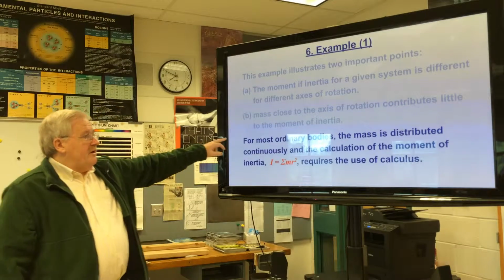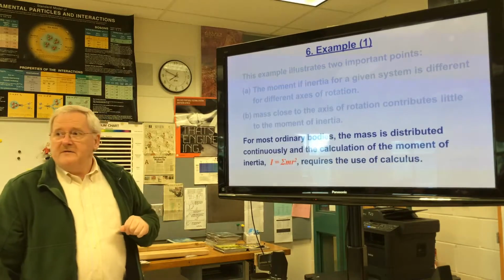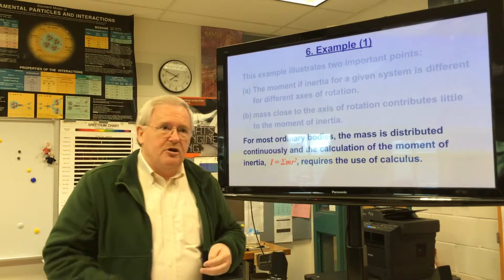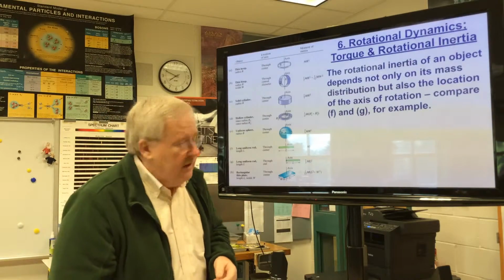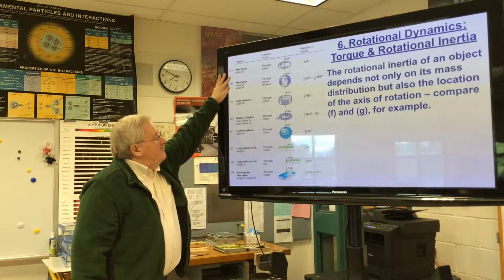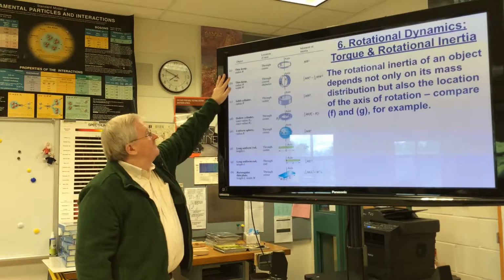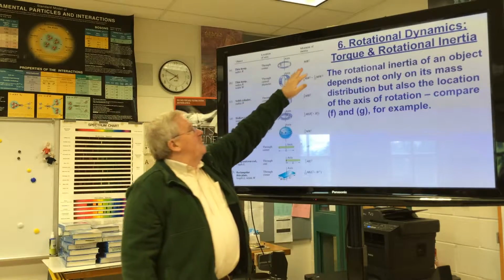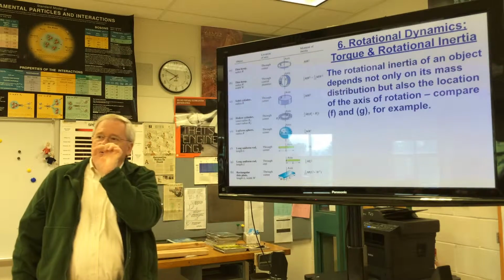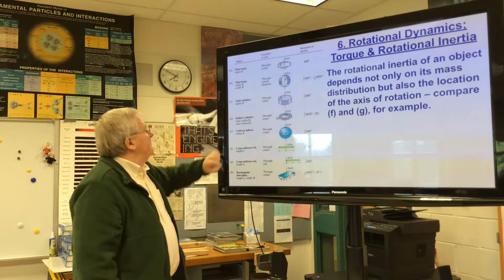So for most ordinary bodies, the mass is distributed continuously, and the calculation of the moment of inertia requires the use of calculus. You have to break it up into little bits depending on the geometry. And in fact, if you have a look in your textbook, you'll see this table, and I will give you this table in any quiz I give you. We have a thin hoop. The moment of inertia is given by the mass times the radius squared. Thin hoop means we can neglect the thickness of the ring itself.